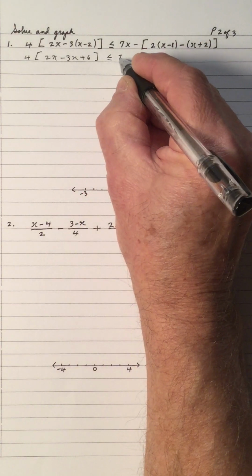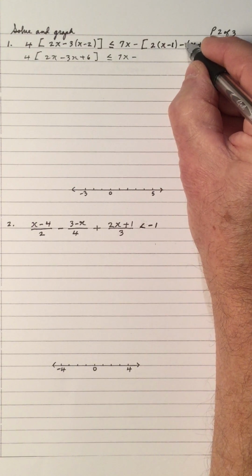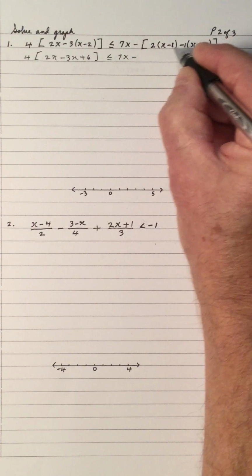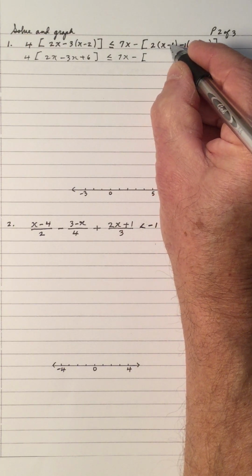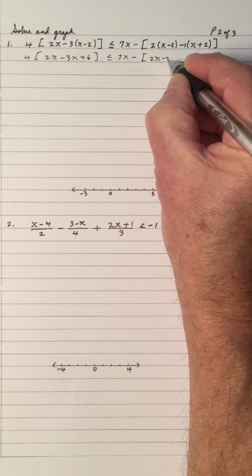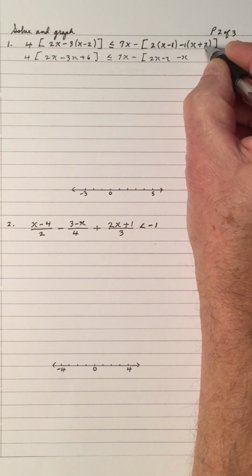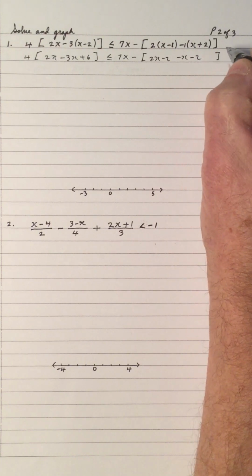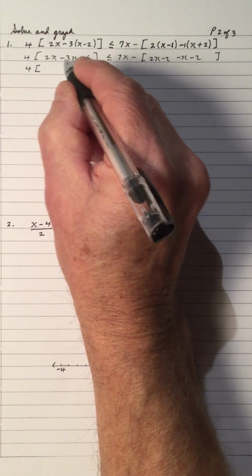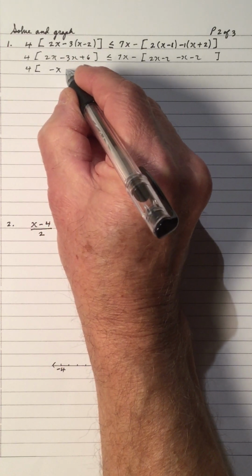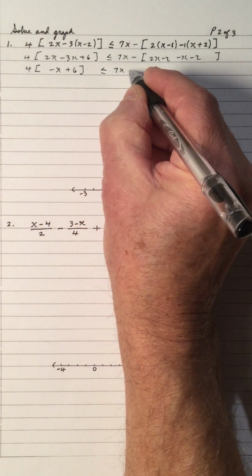And inside of this bracket I'll do the multiplication. If I put a negative 1 here, then I can do both of them, because then it's a multiplication. 2 times x minus 1 is 2x minus 2. Negative 1 times x, negative x. Negative 1 times 2 is negative 2. And we obey PEMDAS and we work the inside of the brackets first. We get a negative x plus 6 less than or equal to 7x.